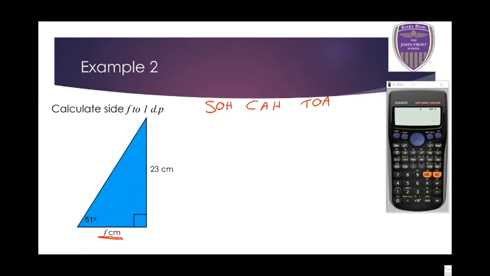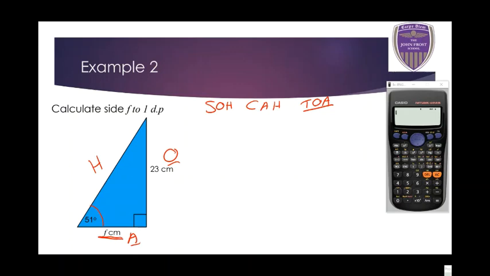What sides do we have? Well, this is our angle. The side opposite the right angle is the hypotenuse, H. The side opposite the angle is O. And the side adjacent to the angle is A. So we can see here that we're looking at sides O and A. That is the tan function.